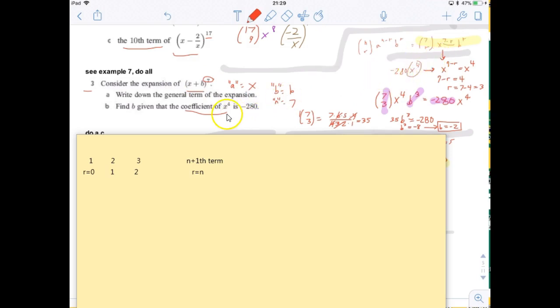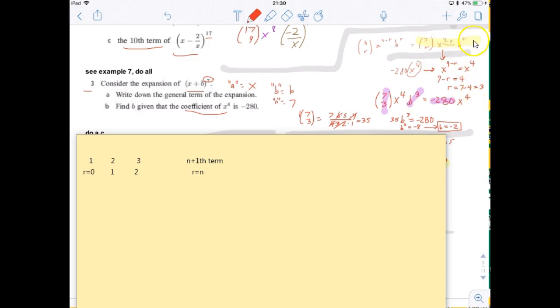So we know that the term they want is negative 280 x to the 4th. They're asking us what b term would make the x to the 4th term have this coefficient. Well, why don't we take the general term x part of the equation, x to the 7 minus r, write it down here, and set it equal to x to the 4th. If we do that, we'll be able to figure out what r is, right? So x to the 7 minus r equals x to the 4th. That means we can equate the exponents, right? So 7 minus r equals 4, which means that r equals 7 minus 4 equals 3.